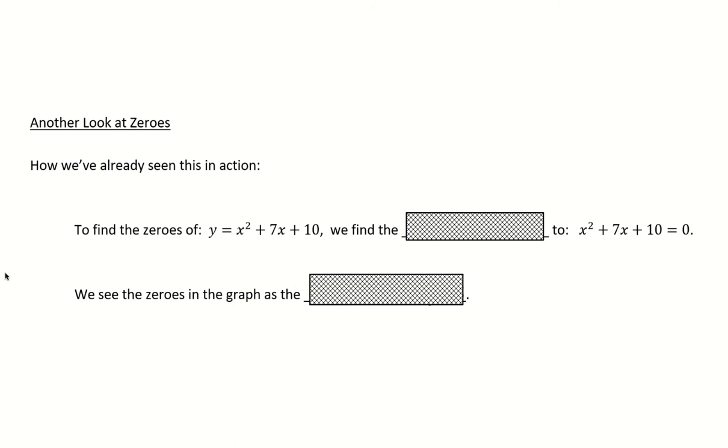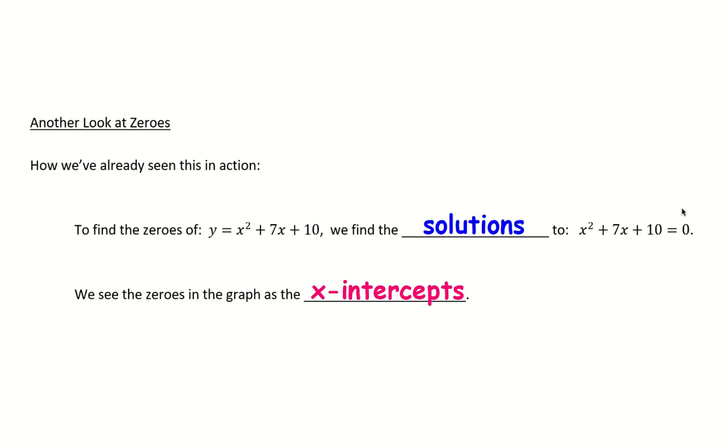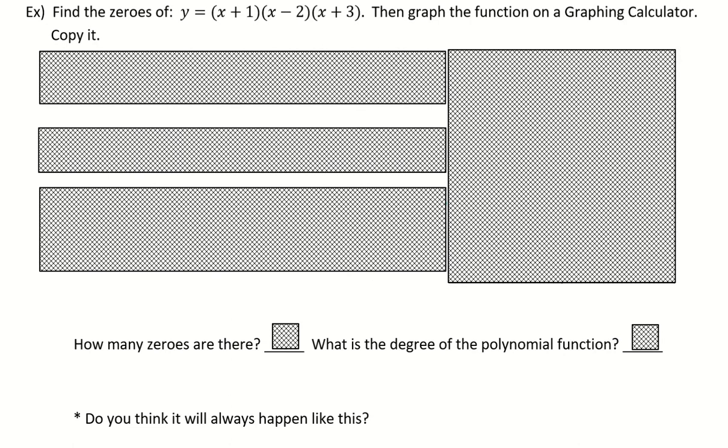Another look at zeros and how we've already seen this in action. Remember when we revisited 4-5 with the graphs? We found that if we graphed this, where this one equals 0 and this one equals y, the x-intercepts of the graph would be the solutions to that. But again, all the same stuff.